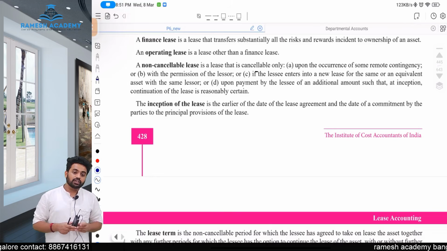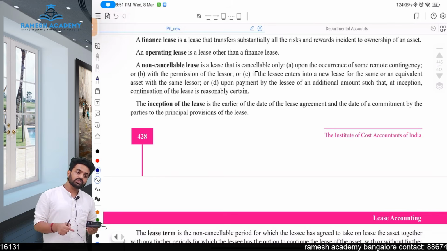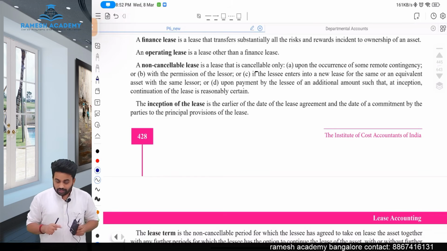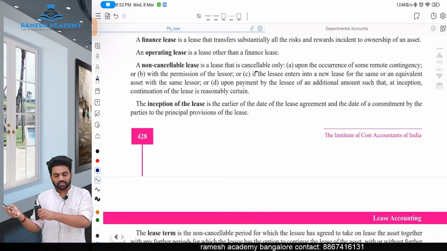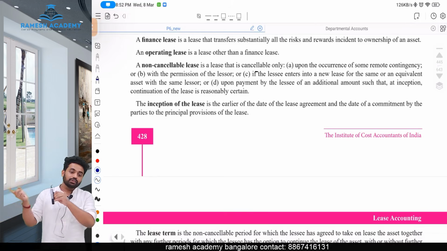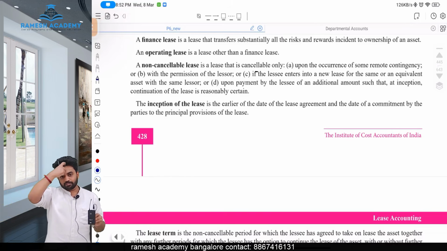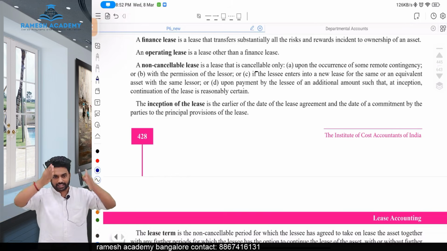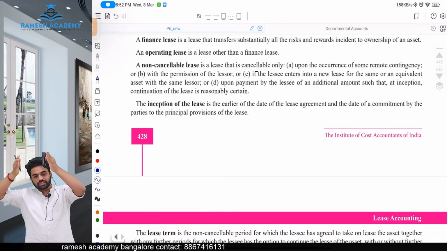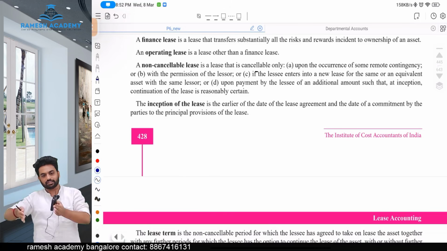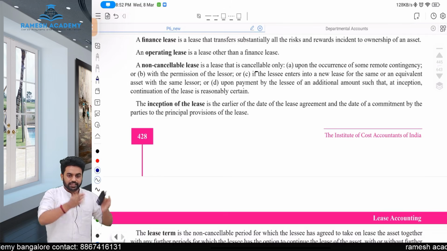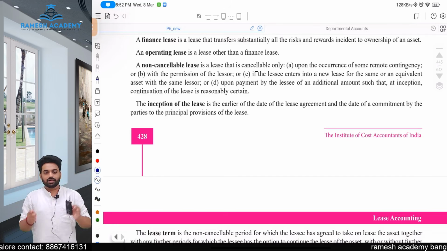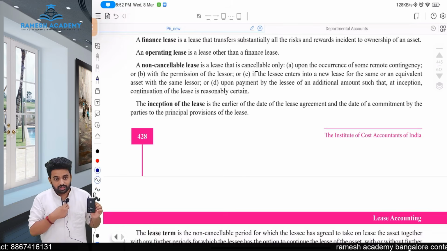1, upon occurrence of certain remote contingencies. 2, if your lessor agrees to discontinue. 3, if you enter into an agreement with your lessor for some other asset, or a similar kind of asset which is equivalent to this asset. For example, right now you are in building A, and you want to shift into building B, which is of the same owner, the same lessor, for the same portion, same space and all. Now you want to discontinue building A and shift into building B. Now this is allowed. So, except these items.